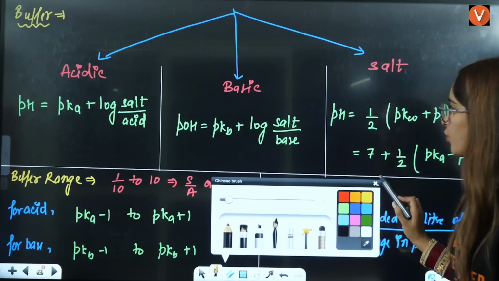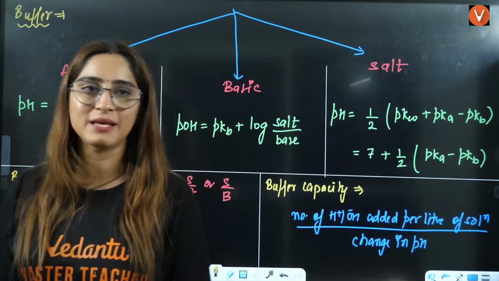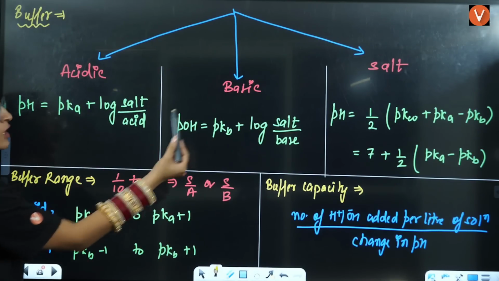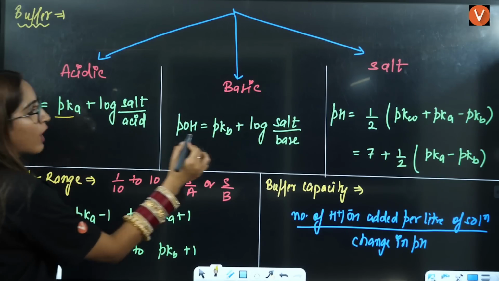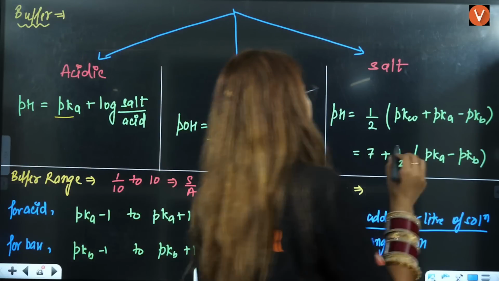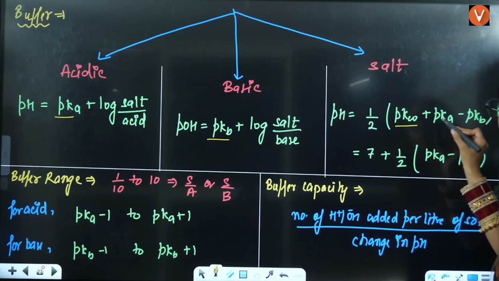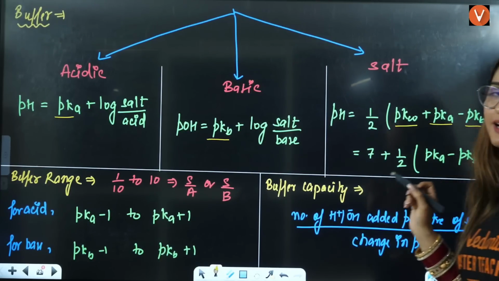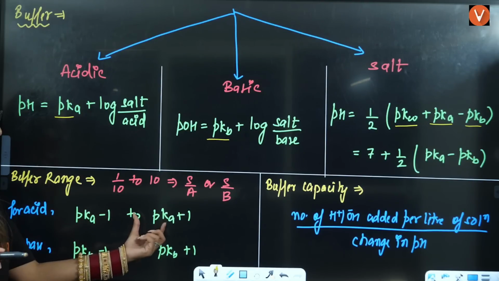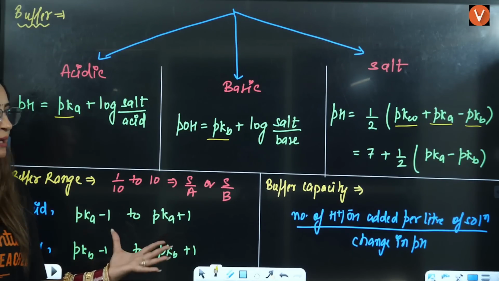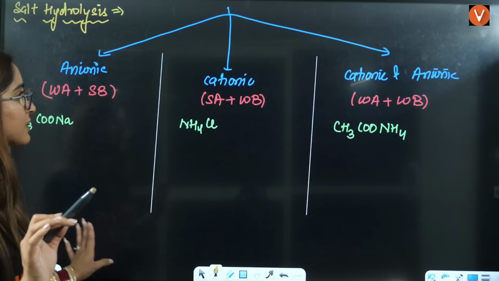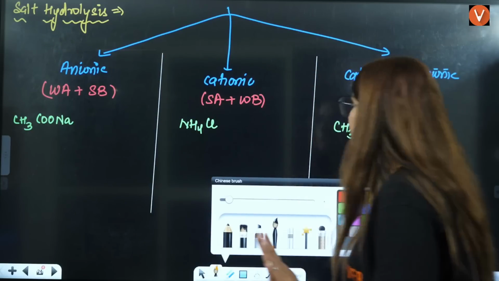Next is for buffer. Okay. For buffer, there are acidic buffer, basic buffer or salt buffer. For acidic buffer, this is the formula, salt by acid. For basic buffer, instead of pKa, you have pKb, and instead of acid, you have base here, right? For salt buffer, you have half of pKw plus pKa minus pKb. That is going to be the answer here. The range is from pKa minus 1 to pKa plus 1, and pKb minus 1 to pKb plus 1. This you can skip here. This also is not very important for you, right? I am only telling you those formulas that are important.